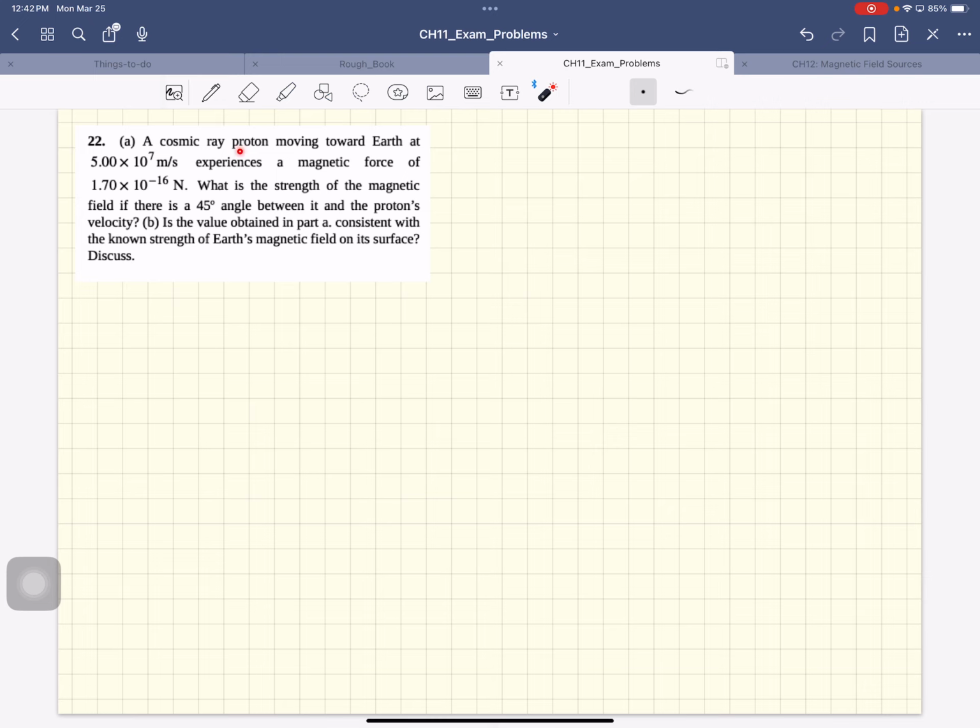A cosmic ray proton, so what this is telling you is that that proton is not coming from the sun, but from another source in the galaxy, or probably from another galaxy. So this is a cosmic ray proton moving toward Earth at 5 times 10 to the 7 meters per second. Do you guys know the speed of light?